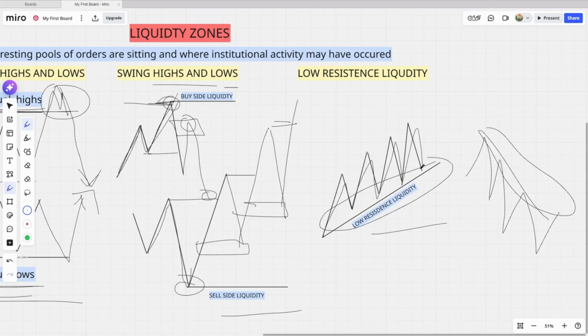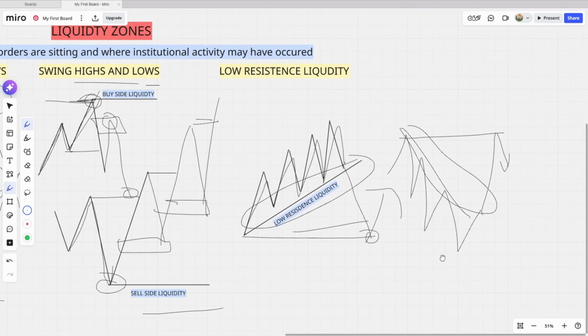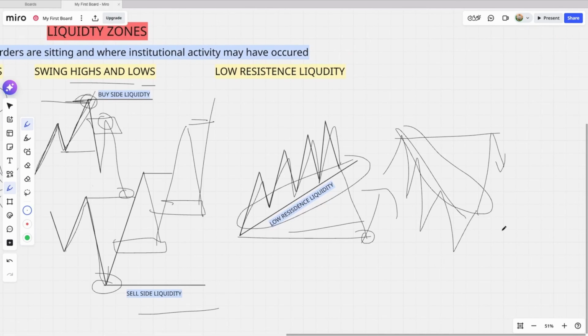Since price has already traded there multiple times, there's very little resistance left in that area. When price eventually returns to this zone, it can move through it very easily. That's why it's called low resistance liquidity. Price doesn't struggle there, it flows through it. Most of the time, price will move to the nearest stacked highs or lows, tap into the lowest or highest point of that zone, take the liquidity resting there, and then continue moving in the original direction of the trend. This is why these areas are important. They often act as magnets for price and provide clean targets or reaction zones within a trend.